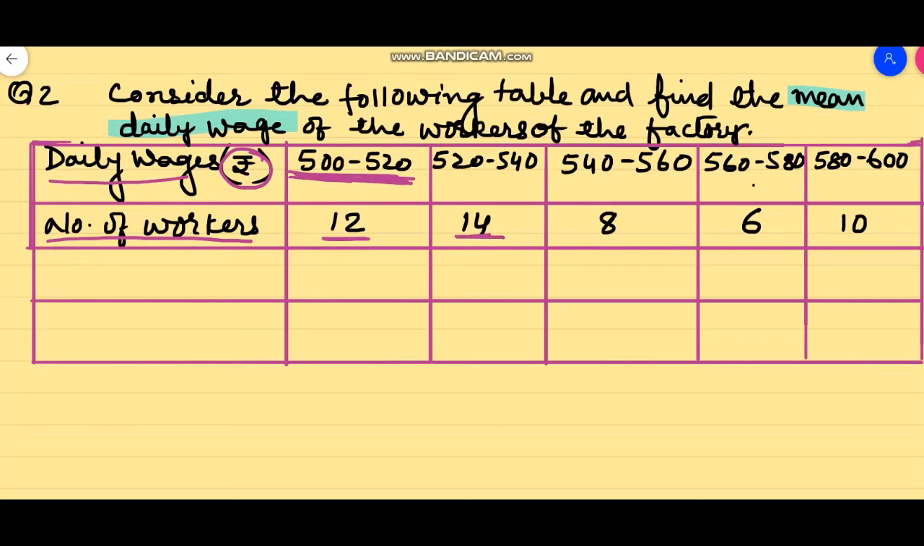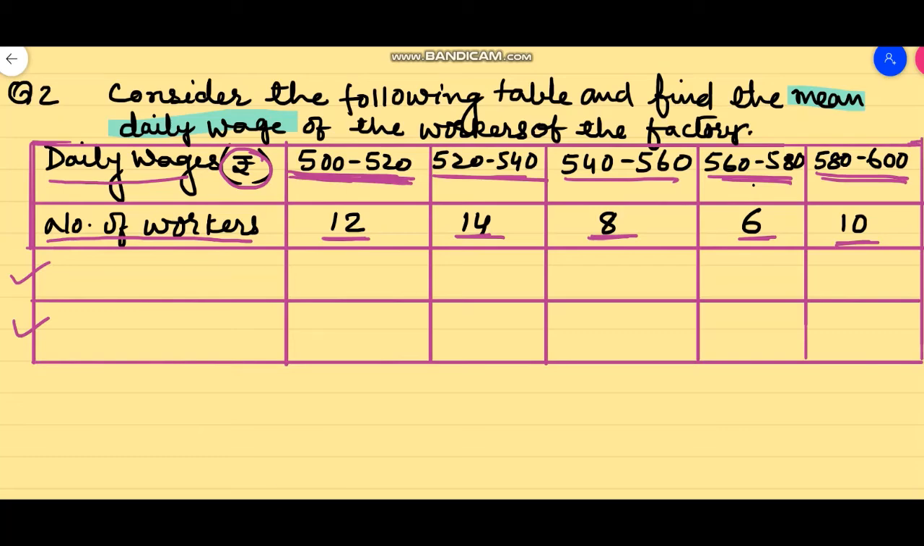14 workers' salary ranges from 520 to 540. Again for 8 it is 540 to 560. For 6 workers it is 560 to 580. For 10 workers it is 580 to 620. Now you have to find out the mean. You might have observed I have left 2 more rows here. For what? You just try to understand.